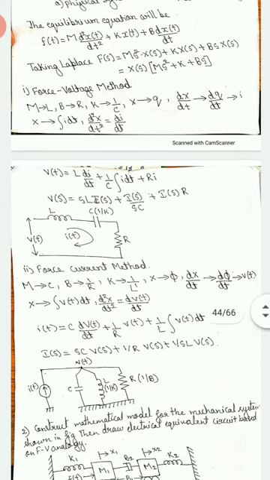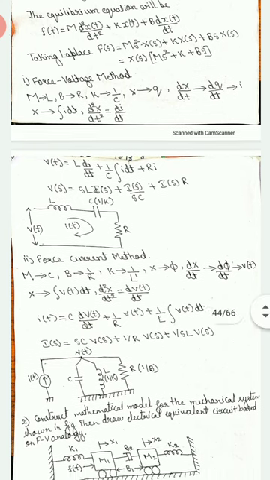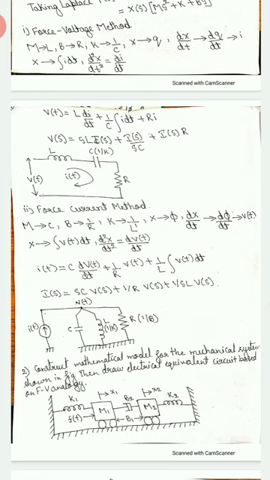You can see here, if we write the equation using the diagram, you'll get the same equation, that is v of t is equal to L into di by dt plus 1 by c integration of I into dt plus ri. Like that the diagram should be. Next, force current method. Till now we have done the force voltage method.